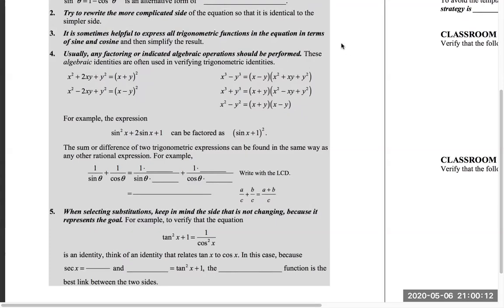Usually any factoring or indicated algebraic operation should be performed. So here are some common factoring patterns for you. For one, these are what are called perfect square trinomials, because you have perfect squares on the side, and when you FOIL them out, they turn into trinomials. When you factor these trinomials down, you wind up getting these factors.